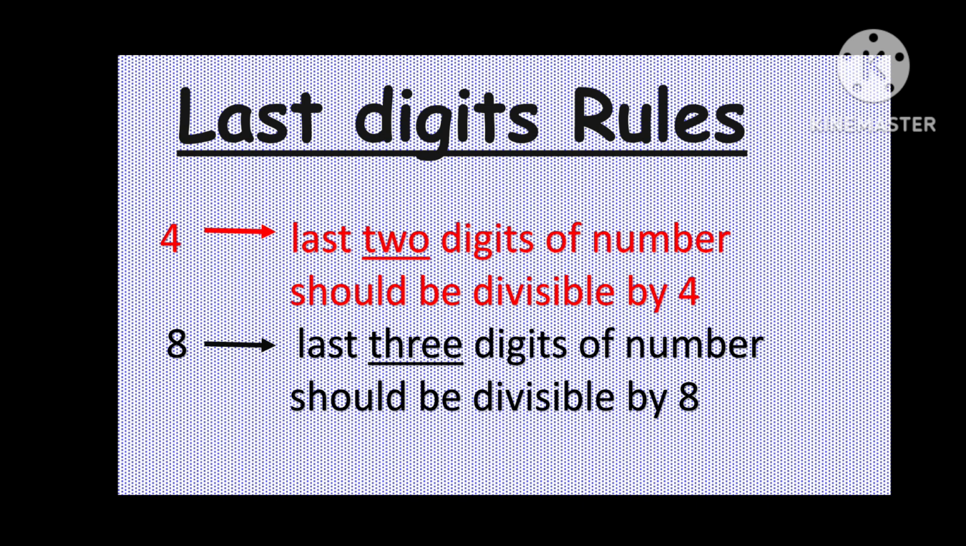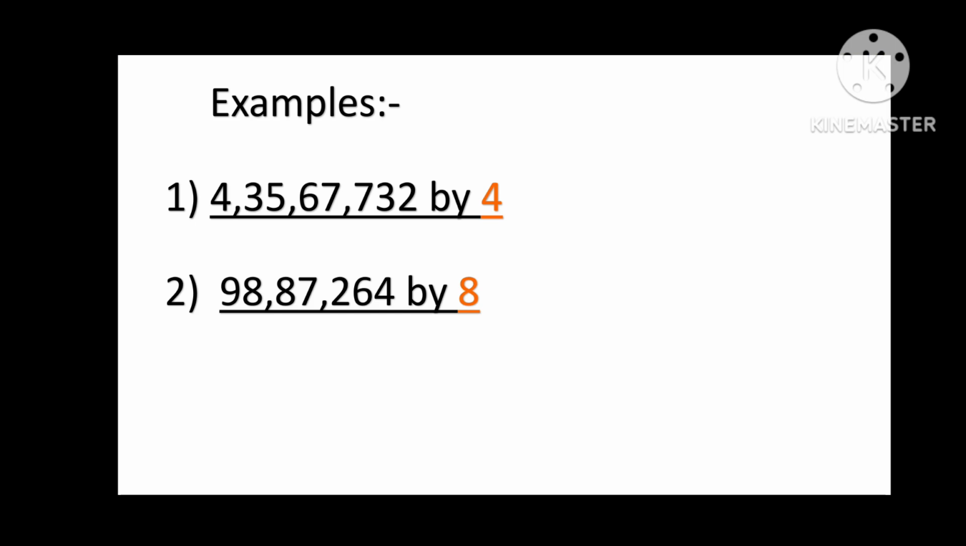Now the third group, which is last digit rules. In this group there are two numbers, which are 4 and 8. For 4, the last two digits of the number should be divisible by 4. For 8, the last three digits of the number should be divisible by 8. The first number's last two digits are 32 and 32 is divisible by 4. Therefore, the first number is divisible by 4.